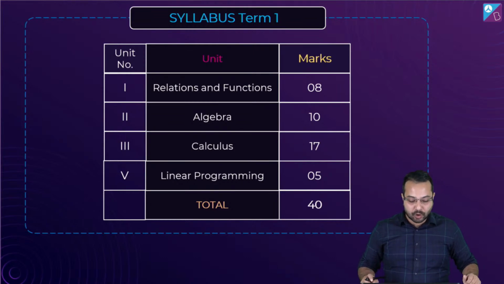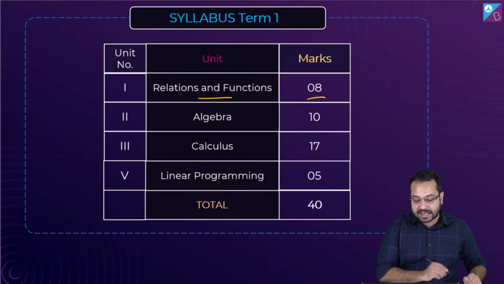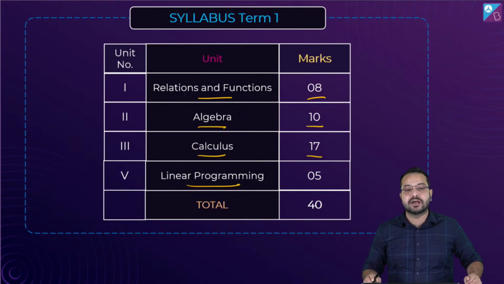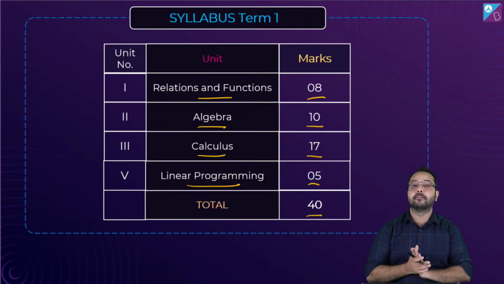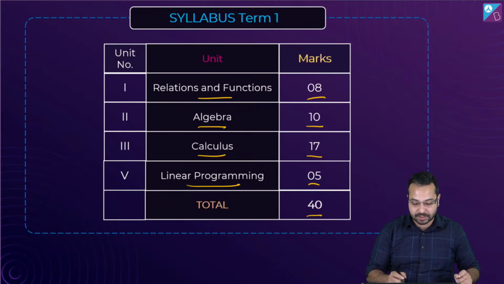If we talk about term 1 syllabus, then relations and functions has 8 marks, algebra has a weightage of 10 marks, calculus has a weightage of 17 marks, and linear programming has a weightage of 5 marks. So that makes a total of 40 marks. Correct? So that is for term 1.